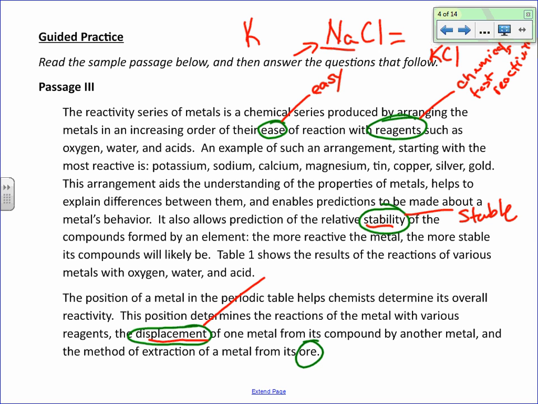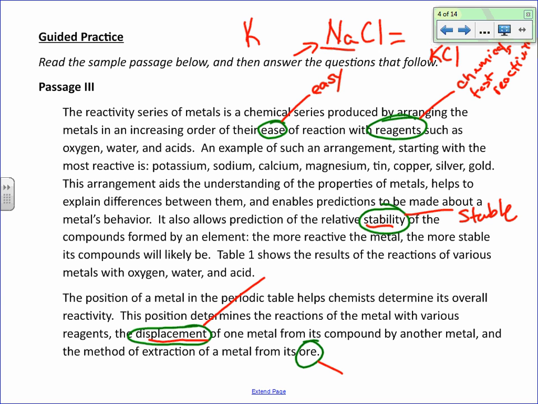All right, so the sodium was actually displaced and removed from the reaction, and the K took its spot. That's what we mean by displacement. Last but not least, what about ore? O-R-E. Again, it's not defined for us, but we know it has something to do with a method of extraction of a metal from its ore. What is an ore?